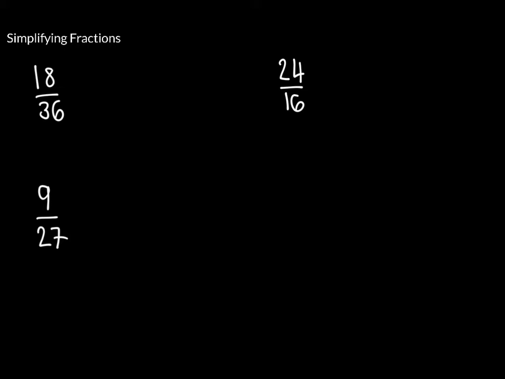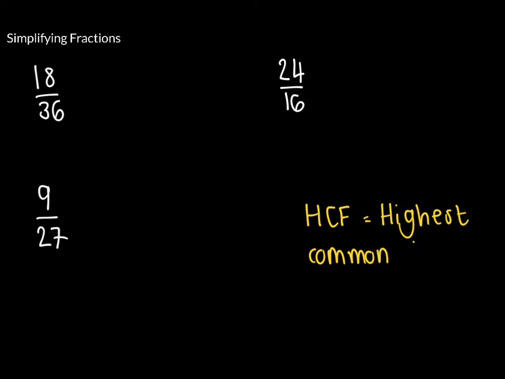What we're going to do is look for the HCF. Let me write it over here. The HCF, which is the highest common factor. And what this will do is allow us to have one number that is common in both 18 and 36 that we can divide that whole number by to get a smaller number.